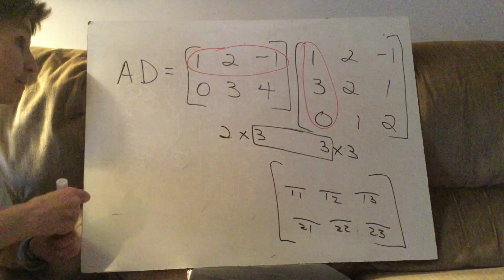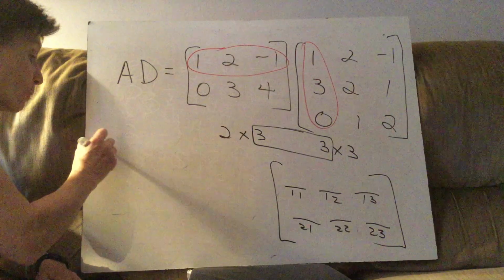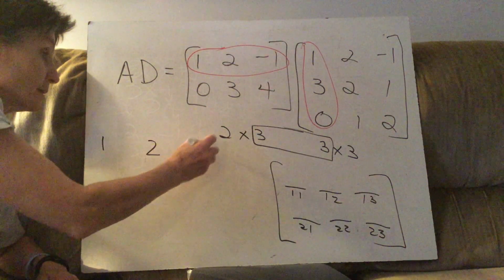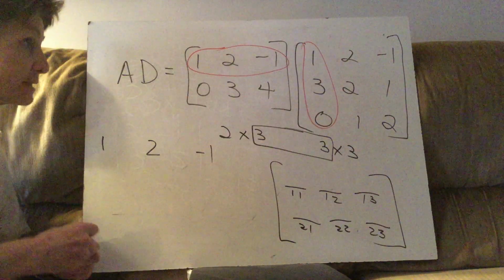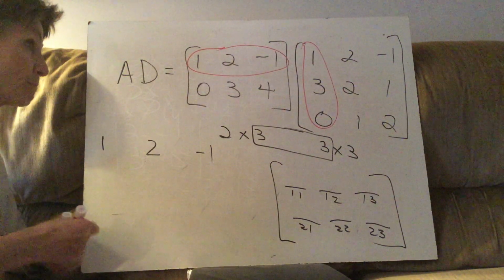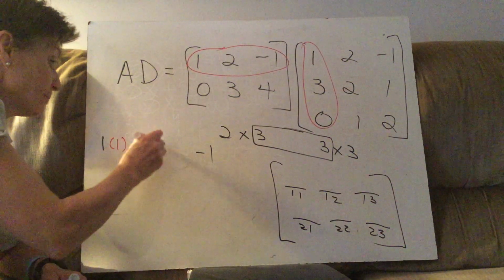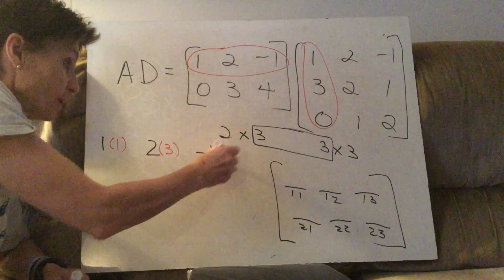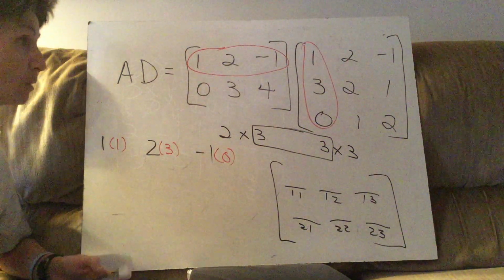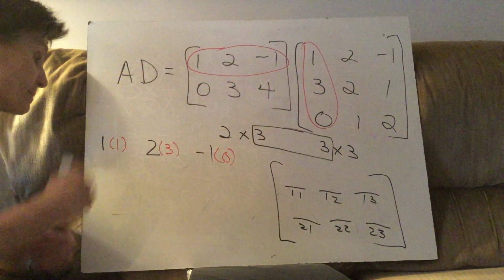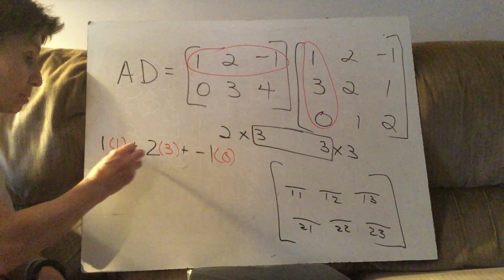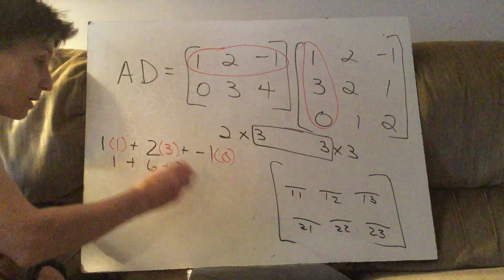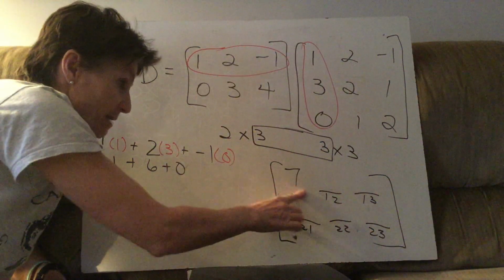So I'm going to write down the numbers in the first row, which are 1, 2, negative 1. And then next to them, I will write the numbers in the first column, which are 1, 3, 0. I'm going to multiply each pair of numbers and add them up. So 1 plus 6 plus 0. So that number is a 7.